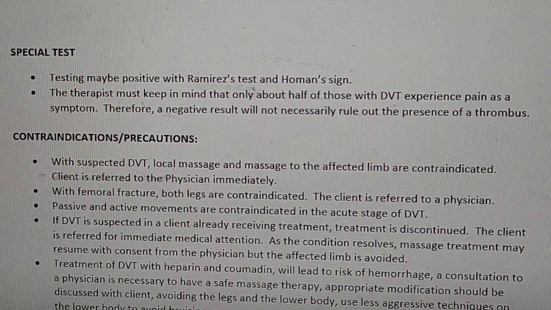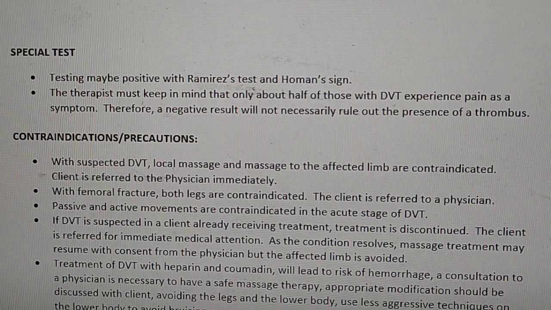The client is referred to the physician immediately. Take note of this, guys. You refer the client to the physician immediately. With femoral fracture, both legs are contraindicated. If there's a fracture in the femur bone, then both legs are contraindicated. The client is referred to a physician as well.